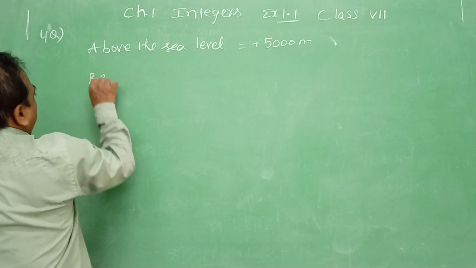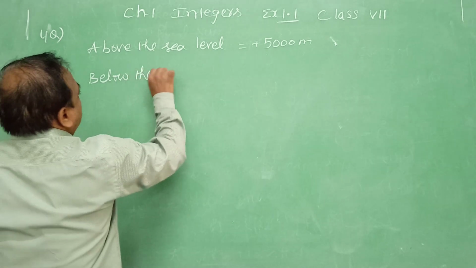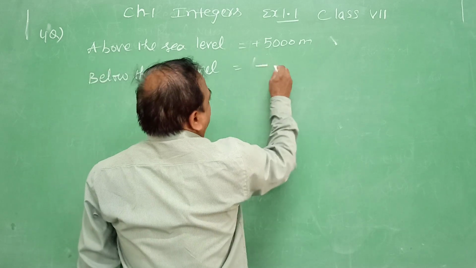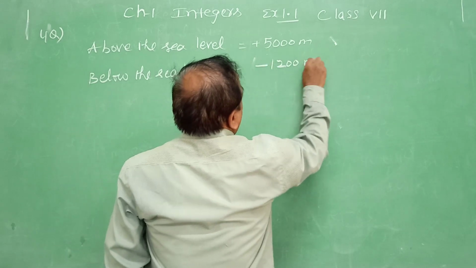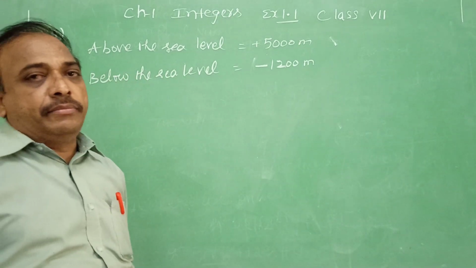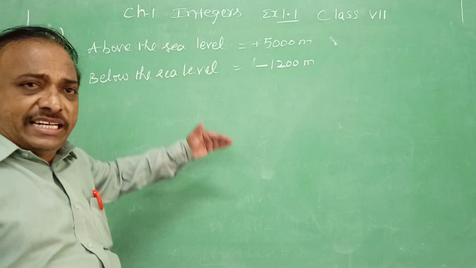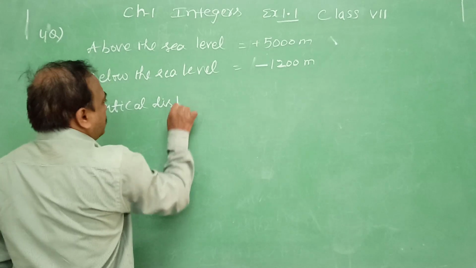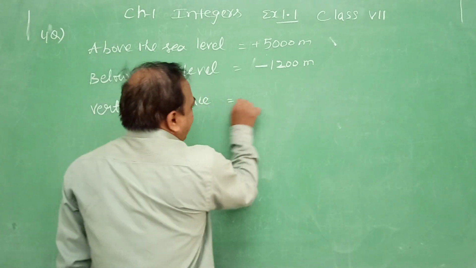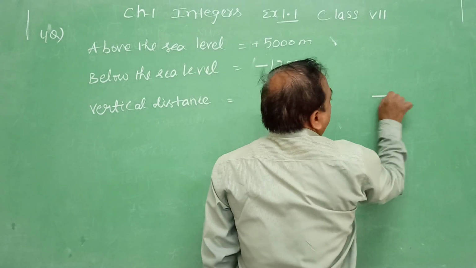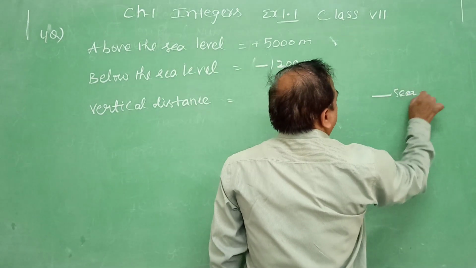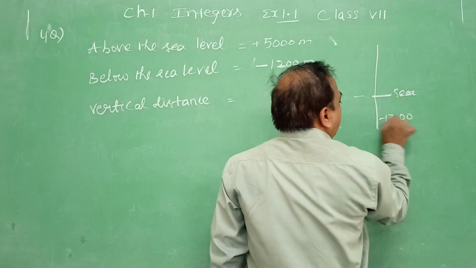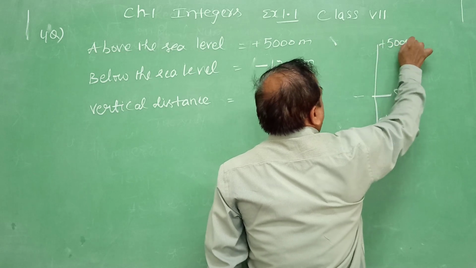And the submarine is below the sea level. Below means what? Minus. Below the sea level, minus 1200 meters. So for the vertical distance, if you think of the sea level, this is above the sea level, plus 5000 meters, and below the sea level, this is minus 1200 meters.